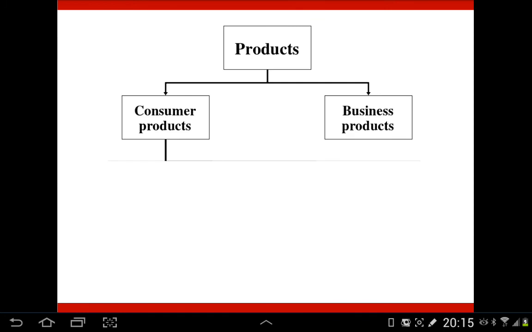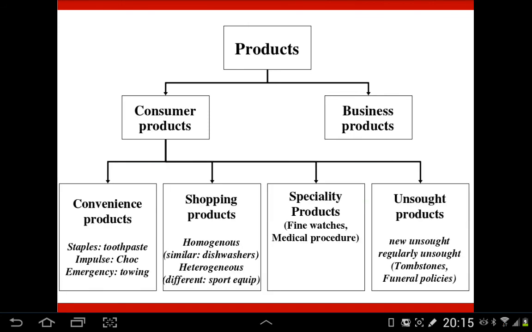Okay, so just quickly, as you can see here, there's consumer products and then there's business products. And we're not going to be focusing on business products at this point, we're going to be focusing on consumer products. And then you get 4 different types of consumer products. They are as follows: convenience products, shopping products, specialty products, and unsought products. And you will need to know and be able to define and identify all 4 of them.